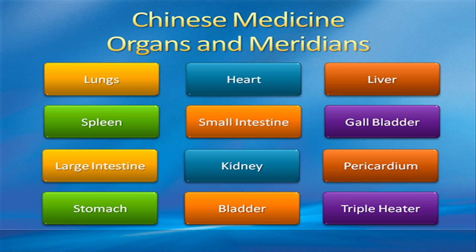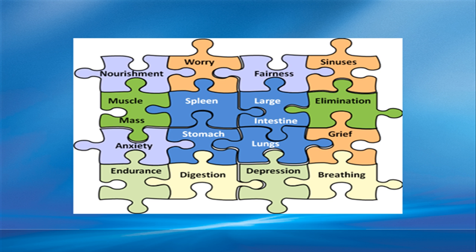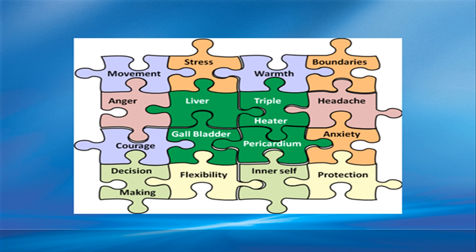I want to show you a series of graphics I made to indicate visually how the Chinese medicine system categorizes some of the functions and symptoms of the organs and meridians existing in your child right now. In the middle of these puzzle piece graphics, you will see 4 organs which are grouped together.